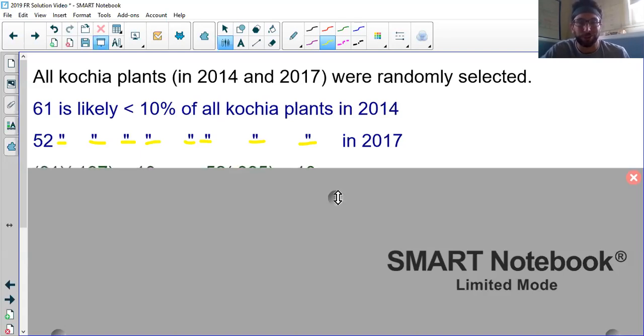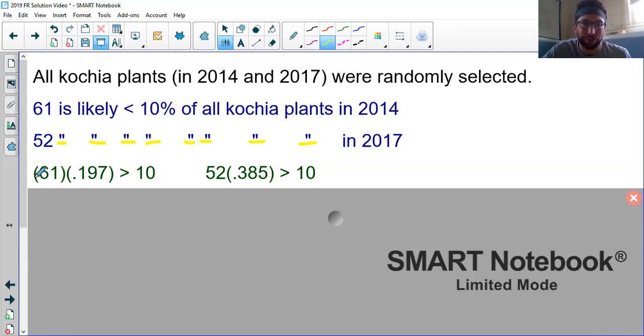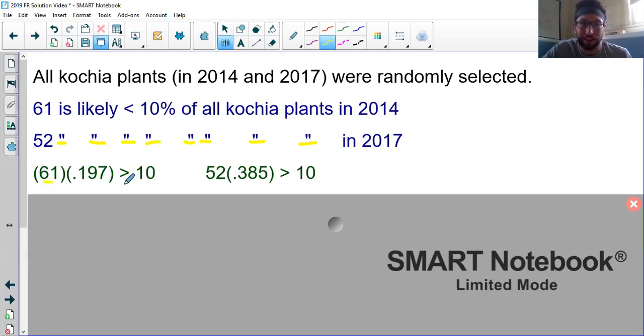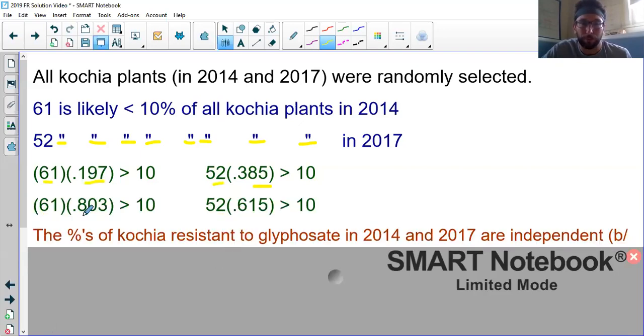Then we have to check this one, our old buddy success failure. So N times P hat has to be bigger than 10 for both samples. And then N times 1 minus P hat, right?